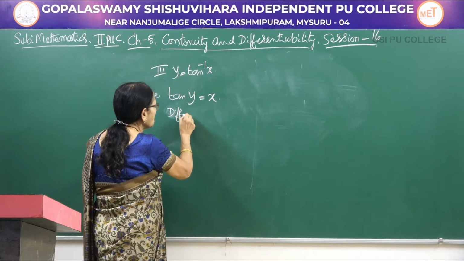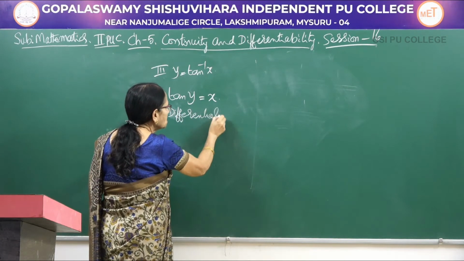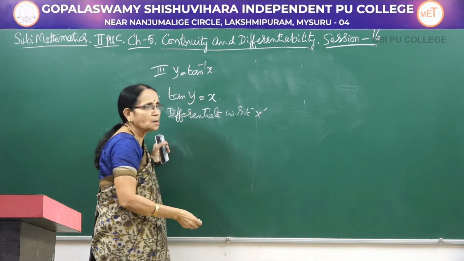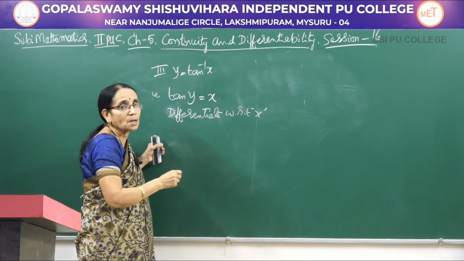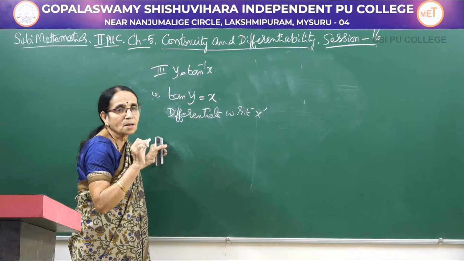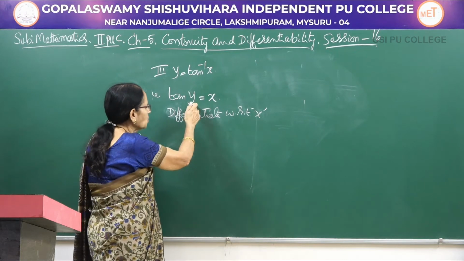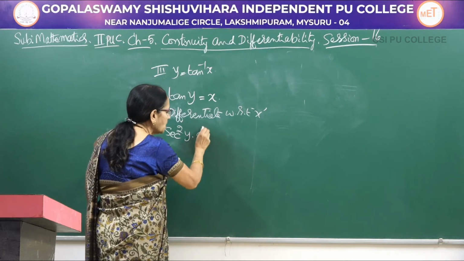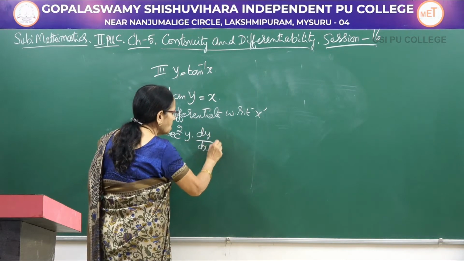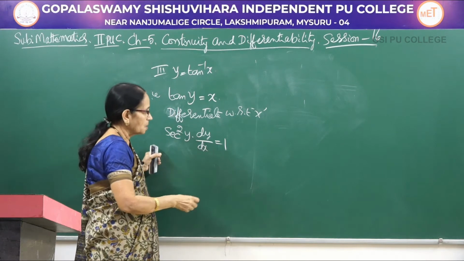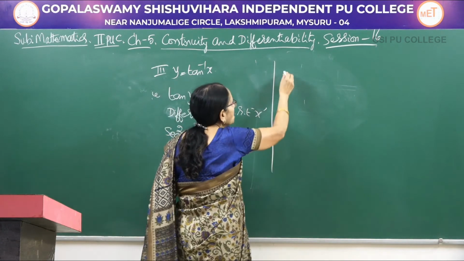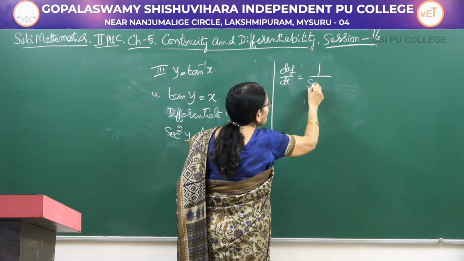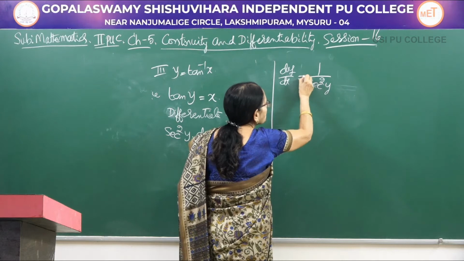Now differentiate with respect to x. So what is the derivative of tan x? It is secant square x. But we are having y, therefore we have secant square y. For y the derivative is dy by dx. For x it is 1. Therefore we now have dy by dx is equal to 1 divided by secant square y.